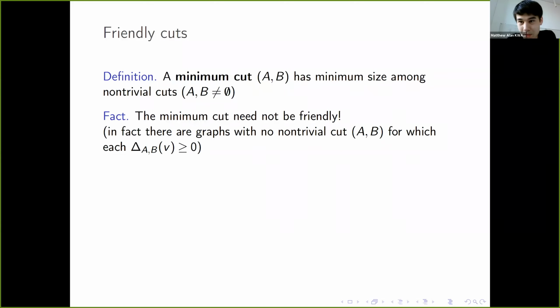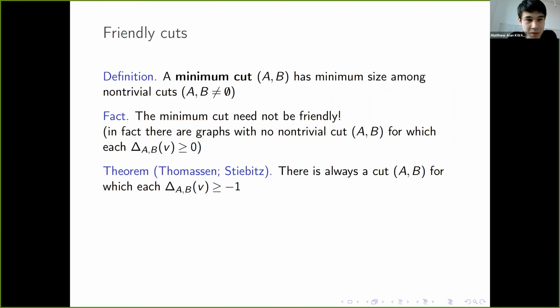Actually, besides the min cut, there are graphs which have no friendly cut at all, in which every vertex is unfriendly. So the property of having a friendly cut is a bit more interesting than the property of having an unfriendly cut. Actually, it's NP complete to decide whether a graph has any friendly cut. But there are some very nice theorems in this direction. Perhaps the most famous one is a theorem of Stiebitz, which answered a question of Carsten Thomassen, which says there is always a cut which is very nearly friendly. So each vertex has friendliness at least -1. Actually he proved something a little bit stronger than this, but maybe let's not worry about that.